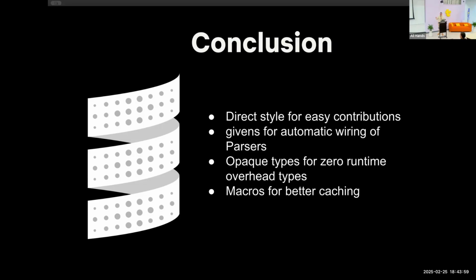Opaque types are for easy types, maybe like int, boolean, and so on. So everything is typed. It's pretty cool. And it doesn't have runtime overhead. And then we also use the macro for better caching.